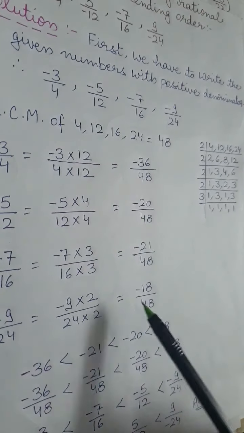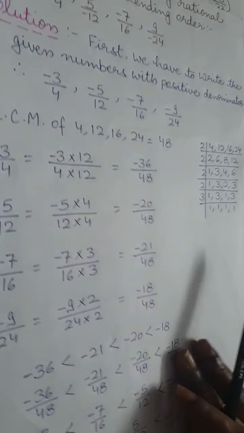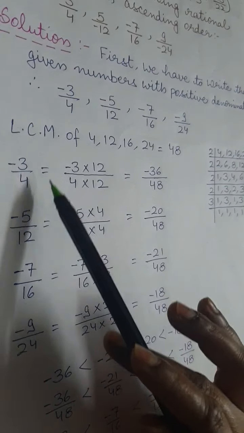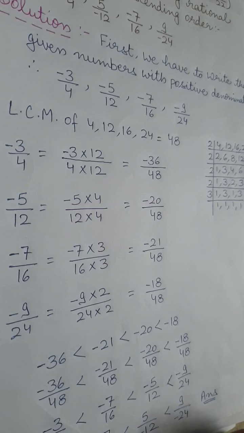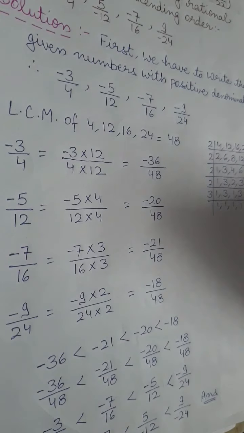Now write their associative or respective rational number given here. Fine. So what will be the solution? -3/4, -7/16, 5/-12 and 9/-24.